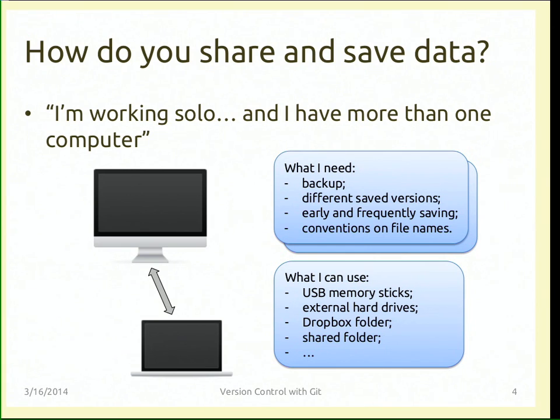In a year, how do you understand what is the proper, the right version of the program I need? I have two different files with two different names, with different conventions. So probably I need a little bit of convention on file names. This project is named My Project 1 and has appended a date, 2014, March 17. To do this, again, I can use external drive, USB, memory sticks, Dropbox again, shared folder between two computers, etc.